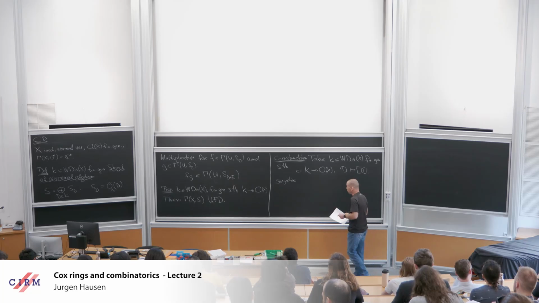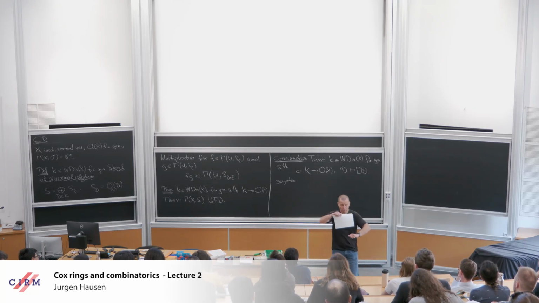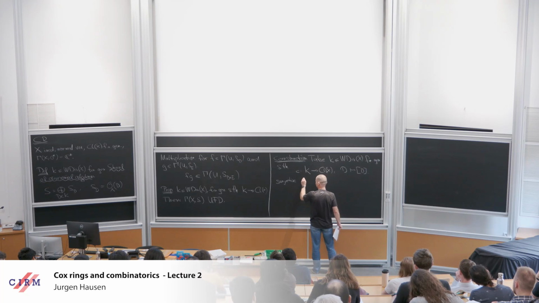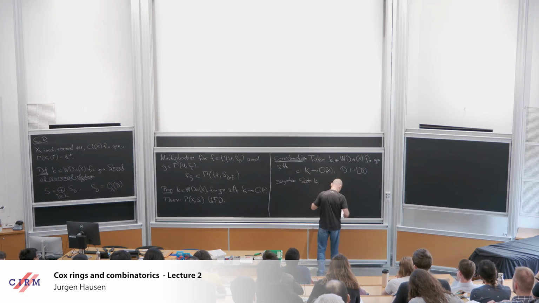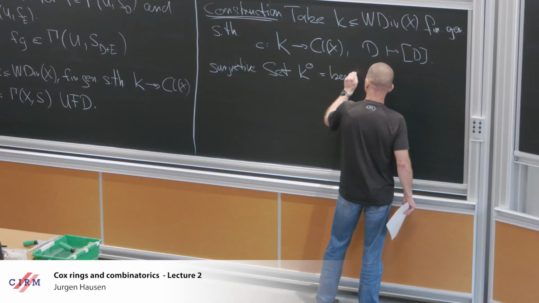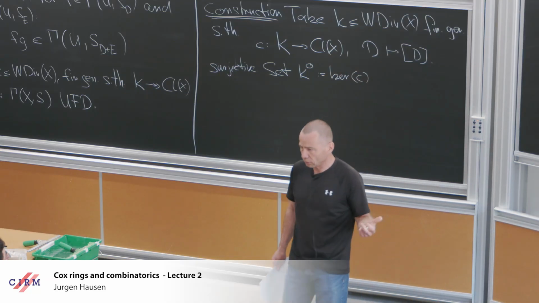So the idea is to identify isomorphic homogeneous components, but we want an algebra at the end, so we have to do it in a systematic way. The first step of the systematic way is that we look at the kernel of the projection. It is K_0. It is just the intersection of the group of principal divisors with our K.